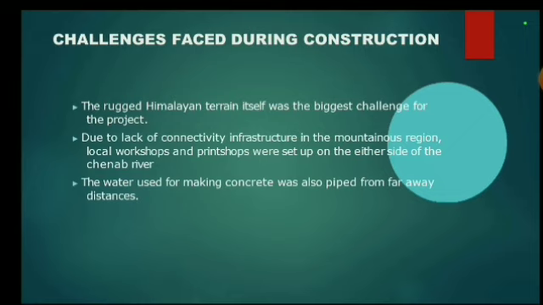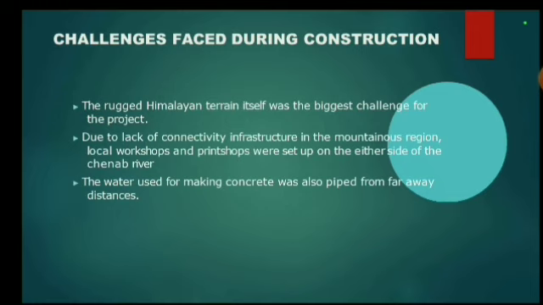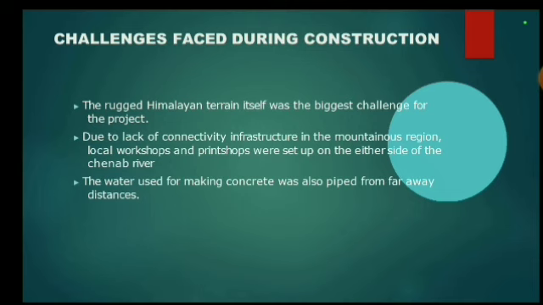Challenges faced during construction. The rugged Himalayan terrain itself was the biggest challenge for the project. Due to lack of connectivity infrastructure in the mountainous region, local workshops and print shops were set up on either side of the Chenab River. The water used for making concrete was also piped from far away distances.